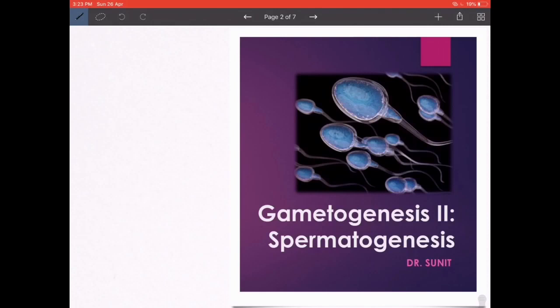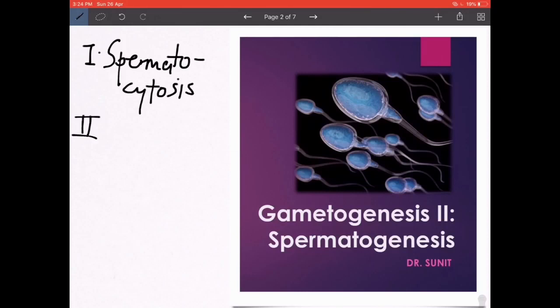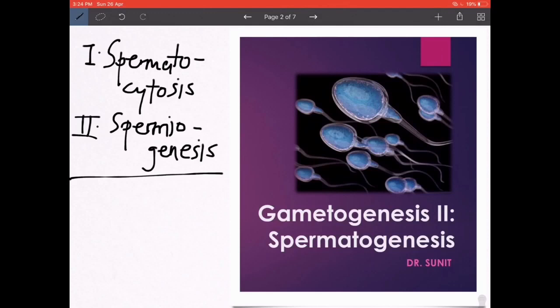Spermatogenesis can be defined as the process of development of a primordial germ cell into a spermatozoon, and it occurs via mitosis, meiosis, as well as cyto-differentiation. Now, the mitosis and the meiosis can be considered into a process known as spermatocytosis, while the cyto-differentiation or the metamorphosis is known as spermiogenesis. It's also known as spermatoteleiosis.